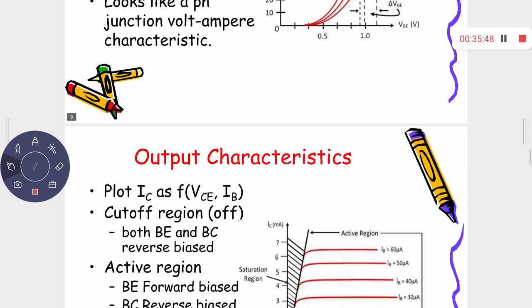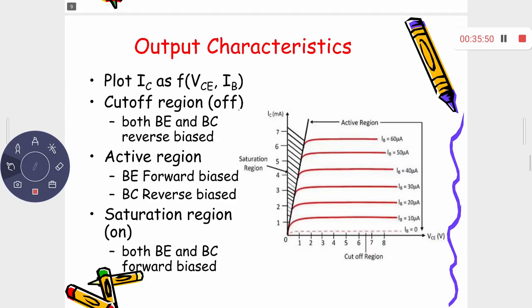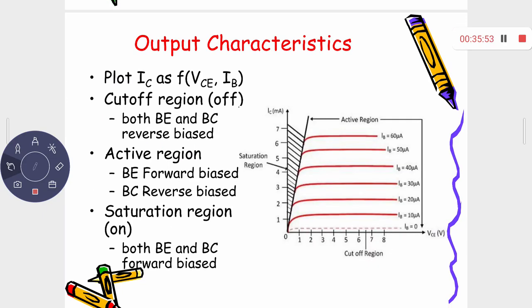Now when it comes to output characteristics, the dependent parameter and the independent parameter, both of them are related to the output side of the transistor. Both of them are related to the output side. Output current and output voltage. This is IC, collector current, and the VCE, that is the collector emitter voltage. Okay? And this is drawn for different settings of the input.